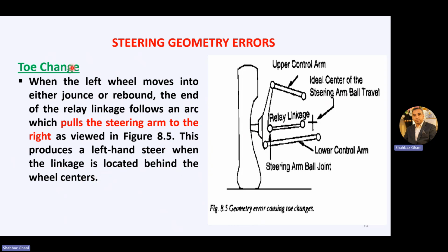So when we have this toe change, when the left wheel moves into either jounce or rebound, the end of the relay linkage follows an arc which pulls the steering arm to the right as viewed in the figure. This pulls to the right. This produces a left-hand steer when the linkage is located behind the wheel center.